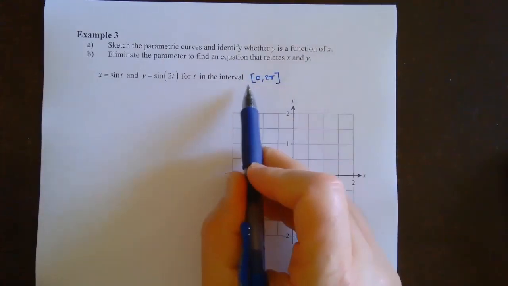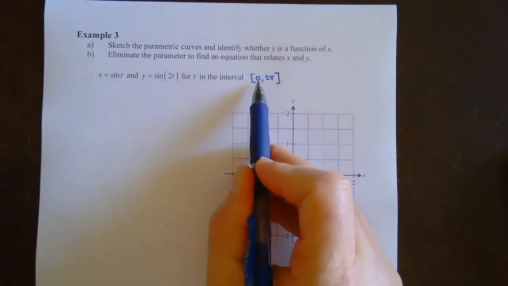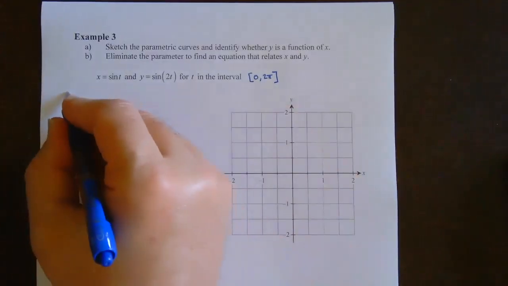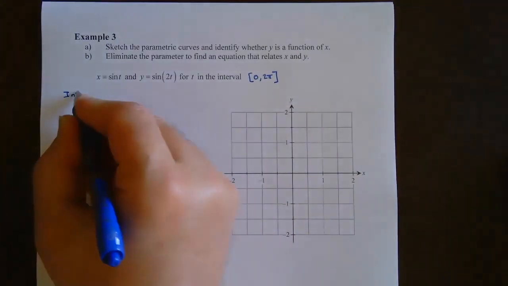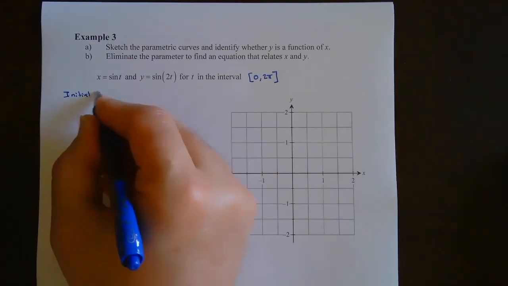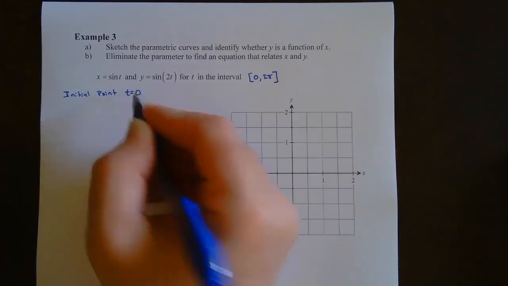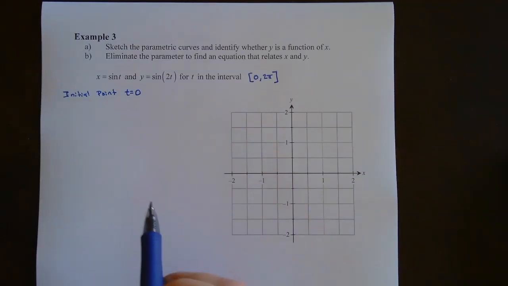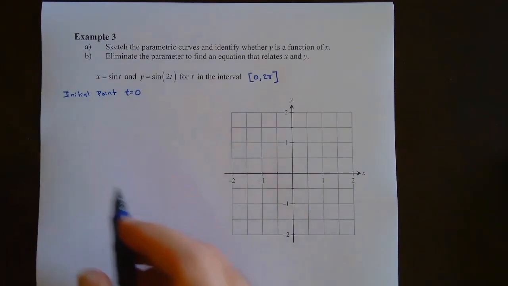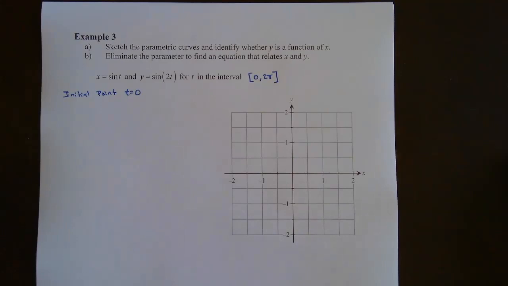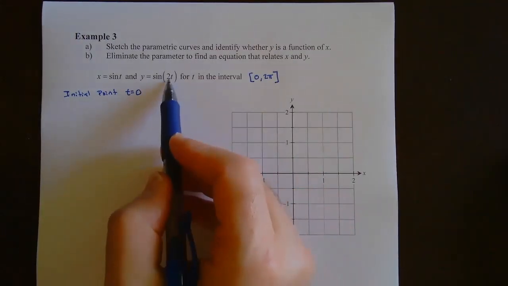So the t is going to start at 0. That would be our initial point, right? So our initial point would be t equals 0. Normally we would go by pi over 2s, but because of the 2 here, I'm going to do pi over 4s.